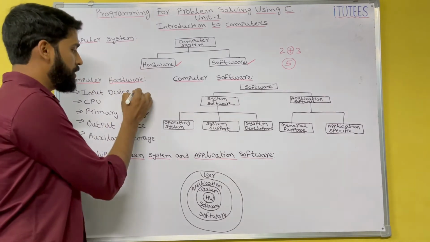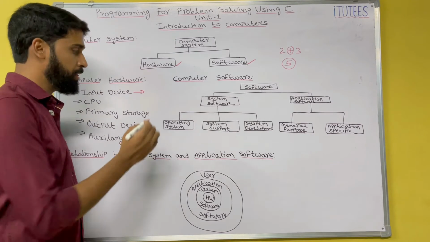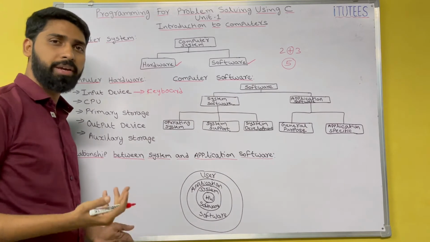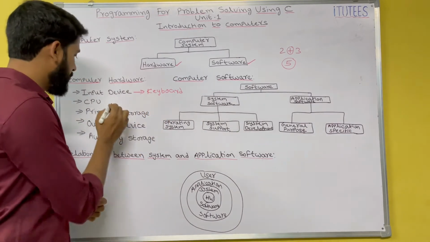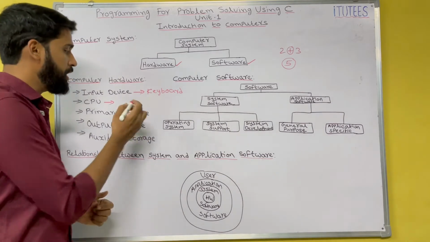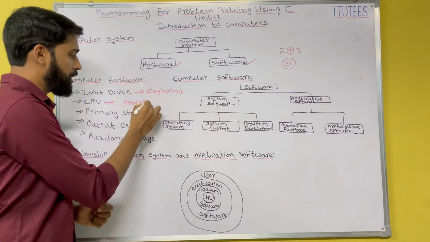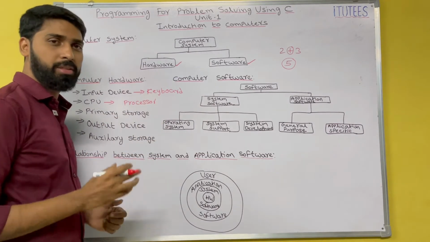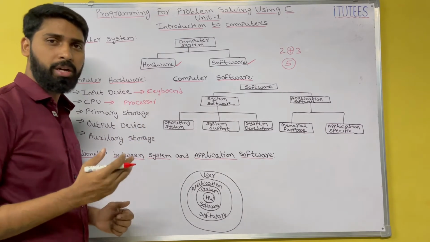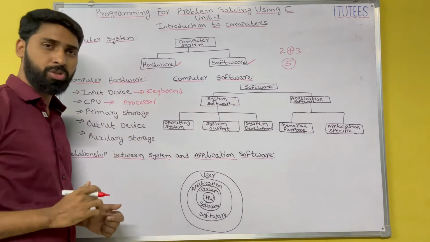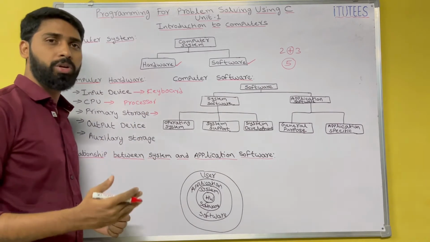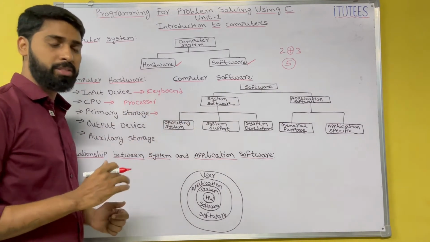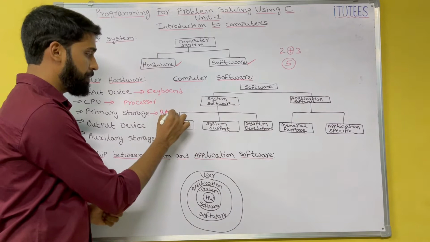Coming to the input device: what is the input device for the computer system? Keyboard. The keyboard is the input device. How do we give instructions? By using the keyboard. And the CPU is the processor. I hope you all know the processors i3, i5, i7. All these are processors, and these processors can perform arithmetic and logical operations. And primary storage: when we open a movie on your mobile, the movie is loaded into some memory. That is RAM, which is the primary memory.